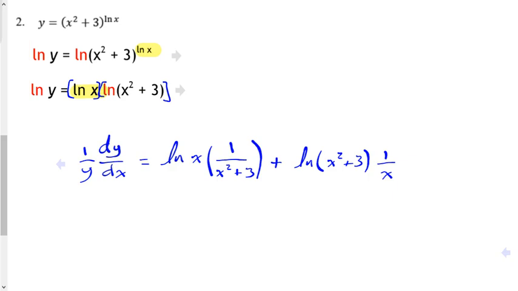So back to my messy handwriting. Derivative of the left, again, 1 over y dy dx. On the right-hand side, I have the first function, ln x unchanged, times the derivative of the second function, which is 1 over x squared plus 3 times the derivative of x squared plus 3, which is 2x. So I didn't have that written in here. And then I have my second function times the derivative of the first.